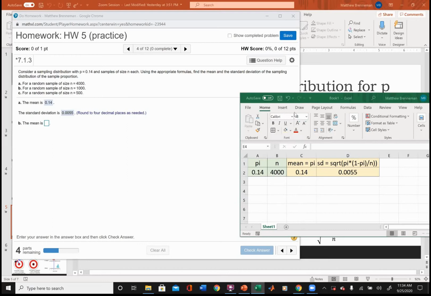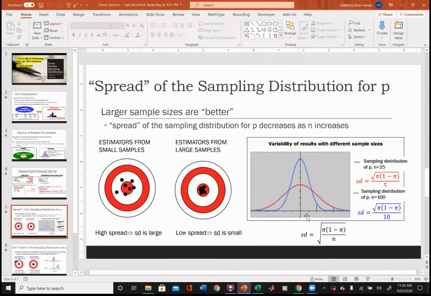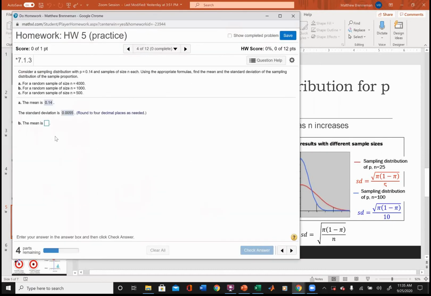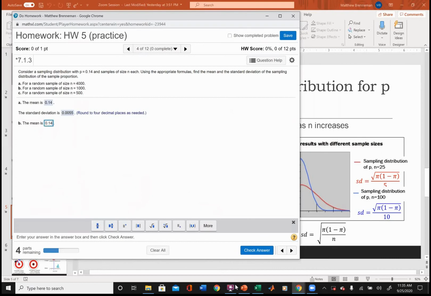Okay, so next one, same deal. Notice that when you change the sample size, nothing happens to the mean, okay? If we go back and look at this example, these are two sampling distributions. They come from the same population. So that means that the population percentage is the same and the mean's the center, right? So when you change the sample size, nothing happens to the center of the distribution. It just shrinks as you make the sample size larger, right? So I'm just going to type 0.14, and you're going to type whatever your thing is, okay?